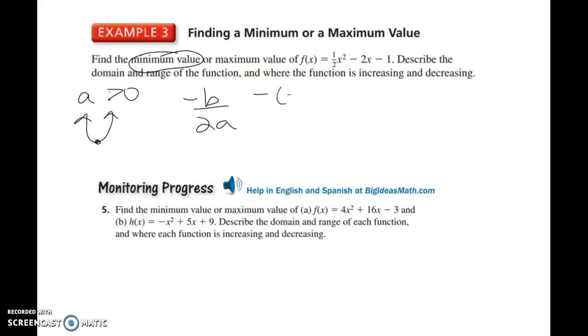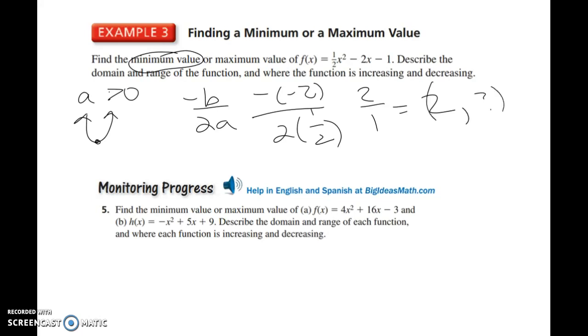That'll be negative negative 2 over 2 times a half. That will give us a value of 2 over 1, or 2. This is the x-coordinate of the vertex. So you then need to plug the x in to figure out the y. So 1/2 times 2 squared minus 2 times 2 minus 1. And that will give you negative 3. So the min value will be negative 3.